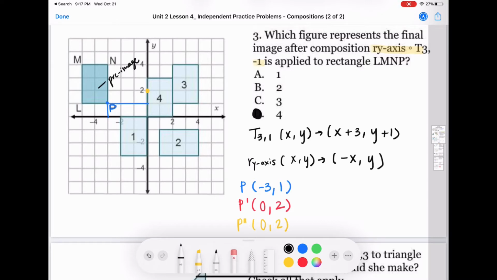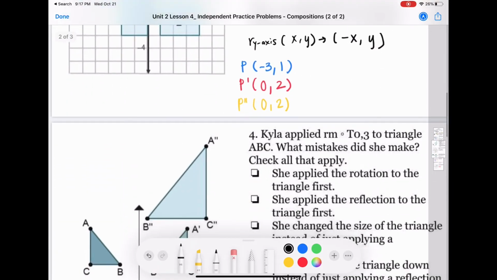Okay. We can also double check this by going ahead and taking vertex P, completing the transformation. So we have 3 units to the right, 1, 2, 3, 1 unit up. And then a reflection of the P. And so we get figure 4. Let's go to the next problem.